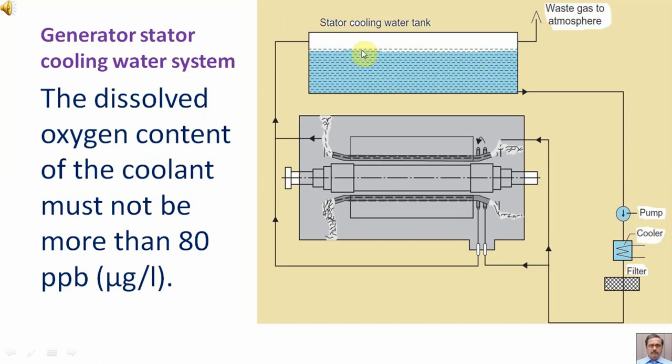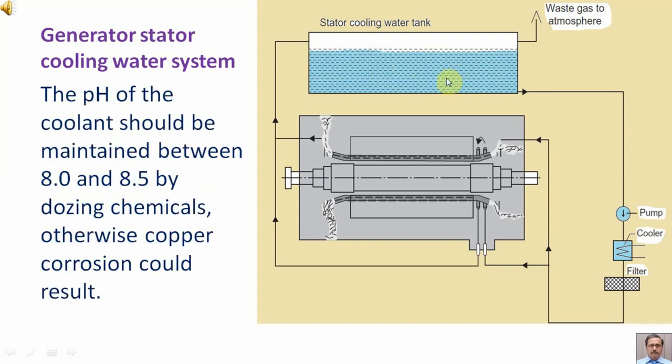The dissolved oxygen content of the coolant must not be more than 80 parts per billion, or we can say 80 microgram per liter. The pH of the coolant should be maintained between 8.0 and 8.5 by dosing chemicals. Otherwise, copper corrosion could result.